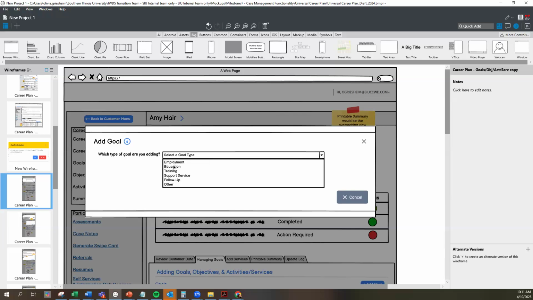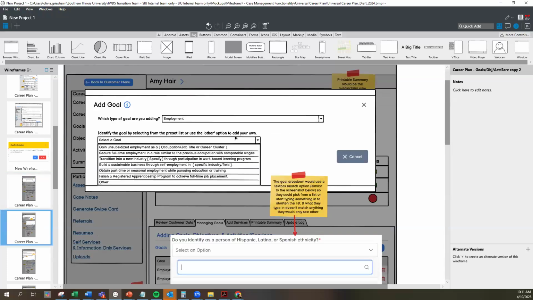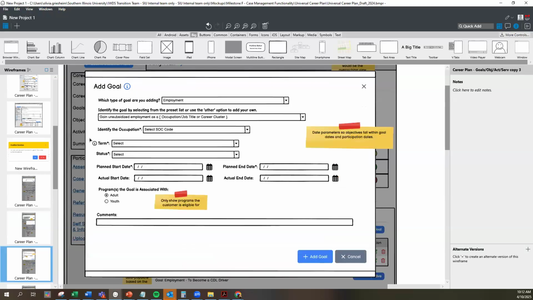Whenever you select a type, you will then have another drop down where you can identify the goal. So the presets we're going to look at, we have them all mapped to these different types. And then once you pick a type, you'll see that set of goals. And then once you pick a goal, you'll then be able to identify term, status, your planned start date, planned end date, actual start date, actual end date, and programs.